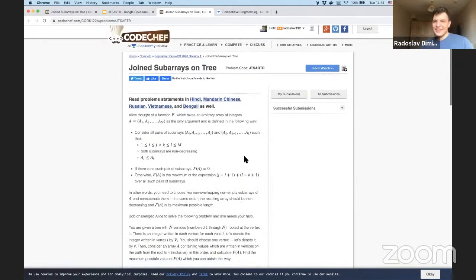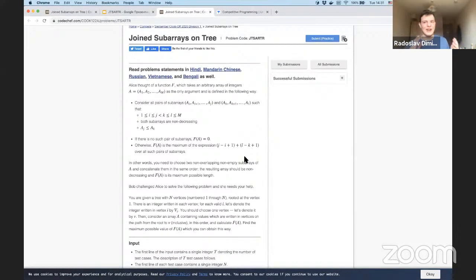Okay, so basically, first we define a function f, which is defined for some array A as follows. We choose two non-intersecting subarrays, and then we concatenate them. And we want to choose two subarrays such that their concatenation would be non-decreasing.